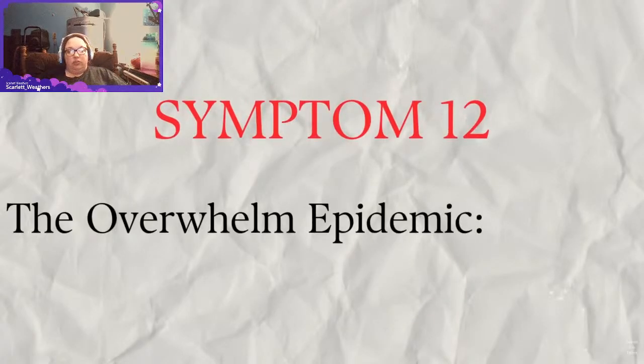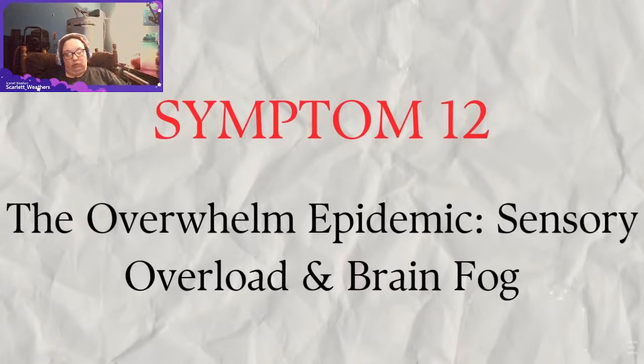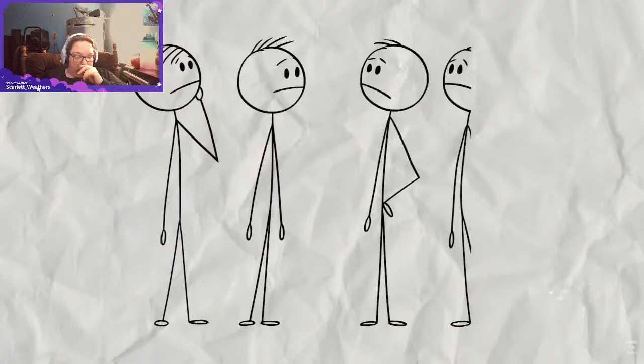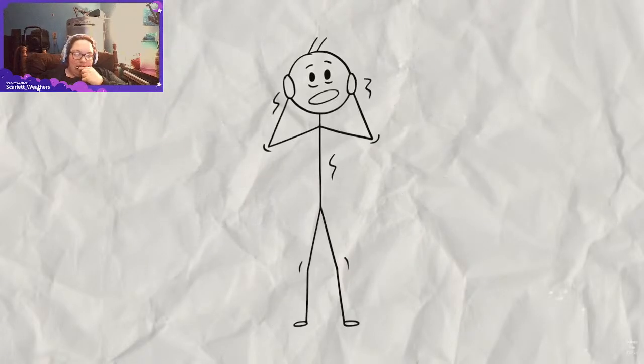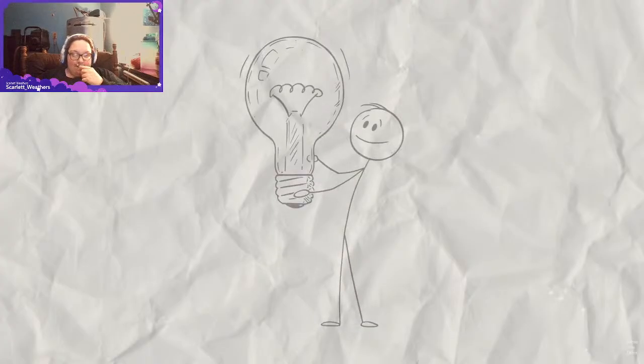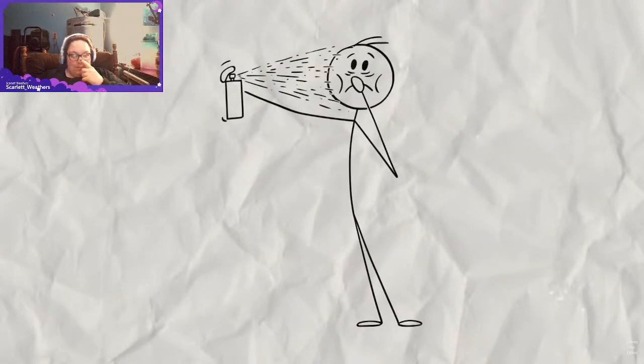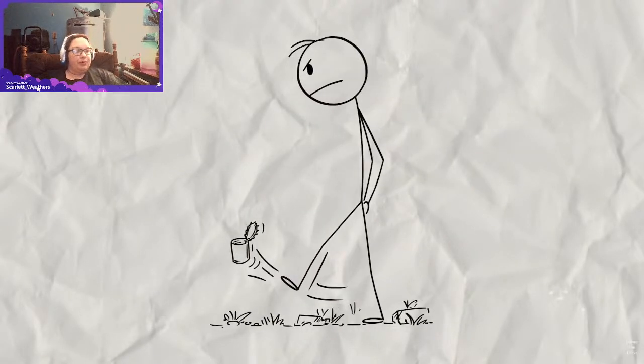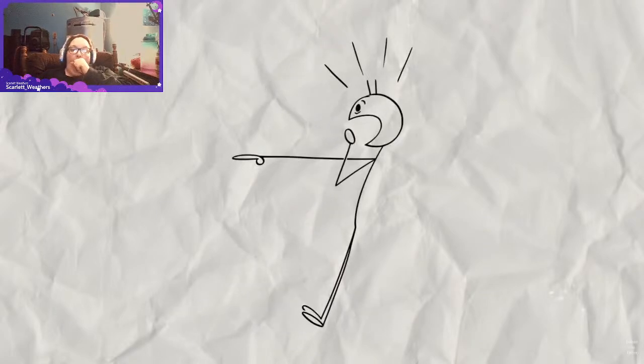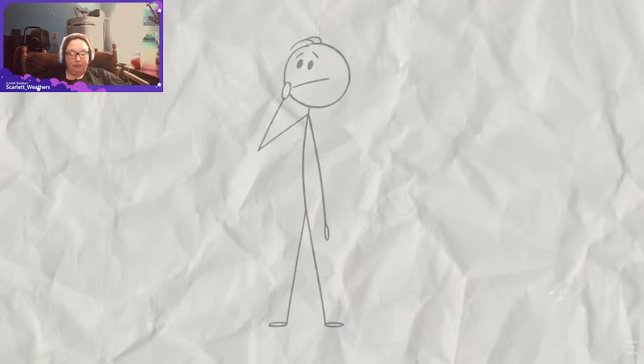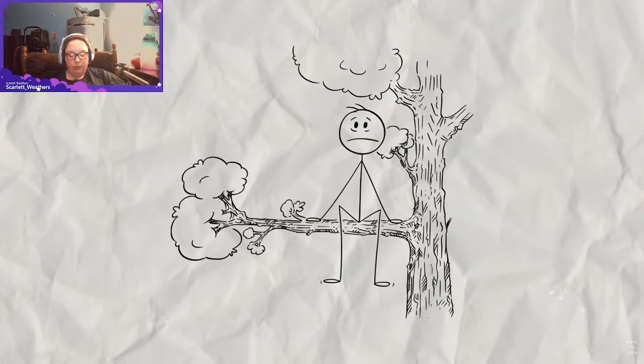Symptom 12. The overwhelm epidemic, sensory overload and brain fog. Finally, many with ADHD experience heightened sensitivity to sensory input, leading to sensory overload. Bright lights, loud noises, strong smells, or even certain textures can feel intensely irritating and overwhelming. This can lead to meltdowns, withdrawal, or a desperate need for quiet and calm.